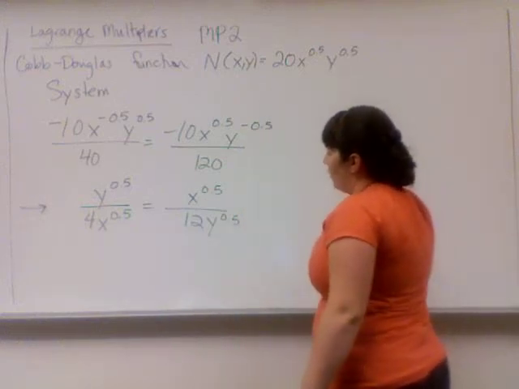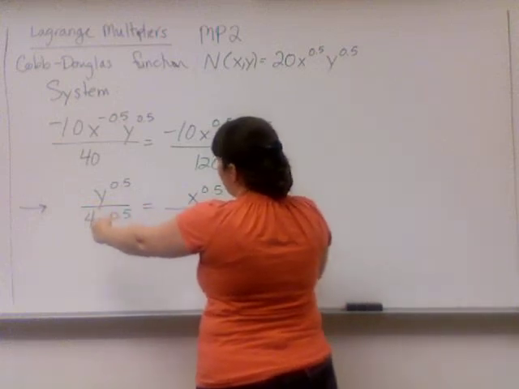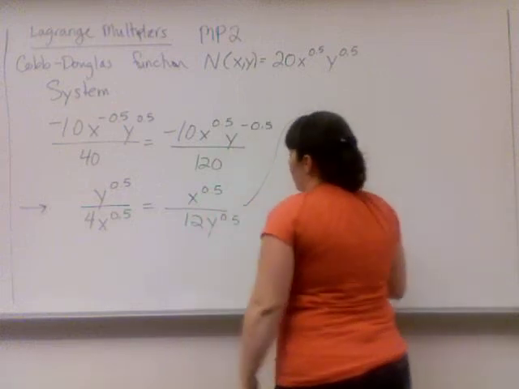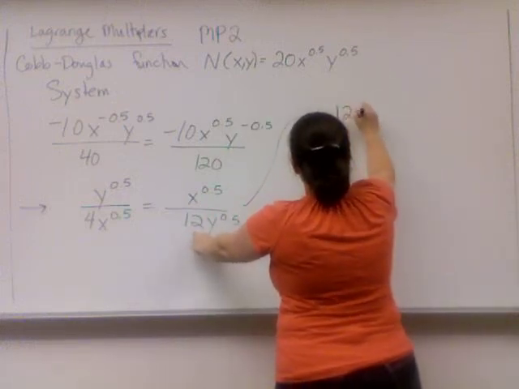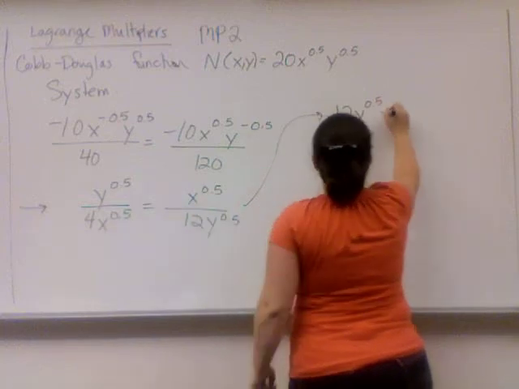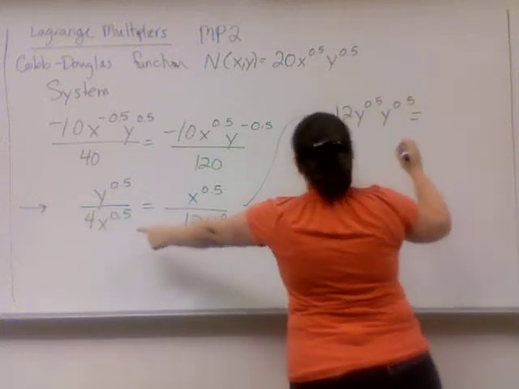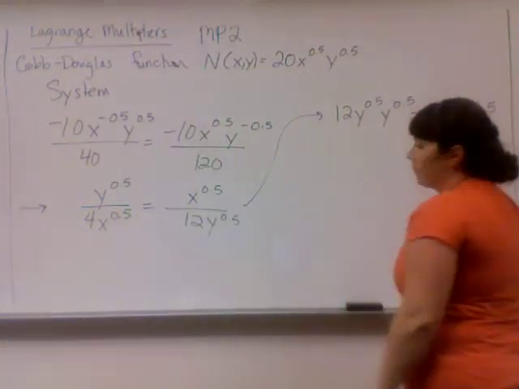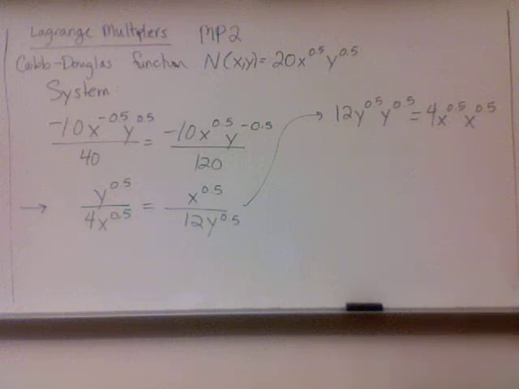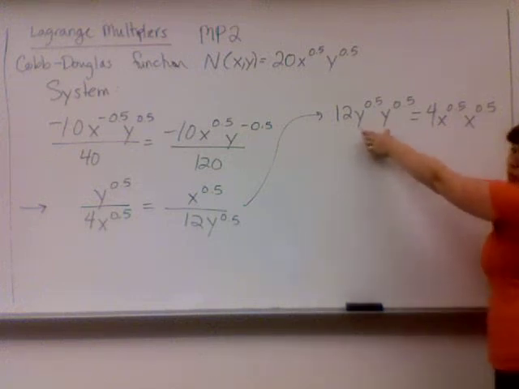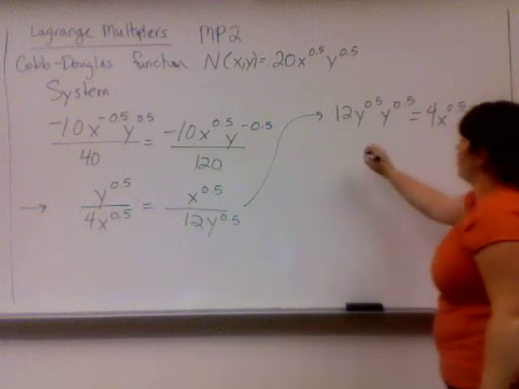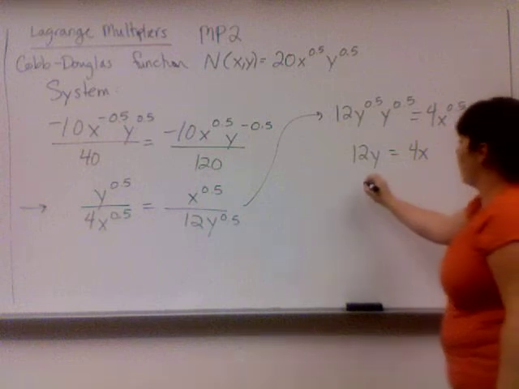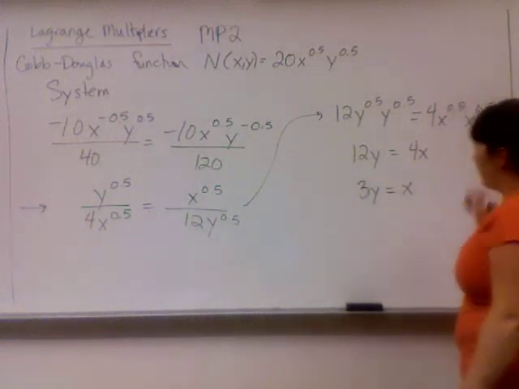And now we have a proportion, and how we can actually solve a proportion is by cross-multiplying here. So let's do cross-multiplication, and when I do that, I will have 12 y to the 0.5 times y to the 0.5 equals 4 x to the 0.5 times x to the 0.5. And what happens when we have these two bases multiplying? We add the exponents. So this is 12y equals 4x. And we could even make that look nicer by writing 3y equals x when I divide both sides by 4.